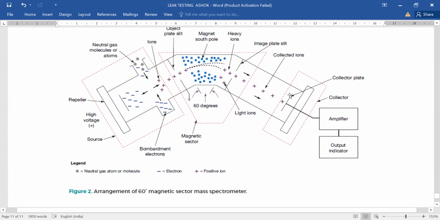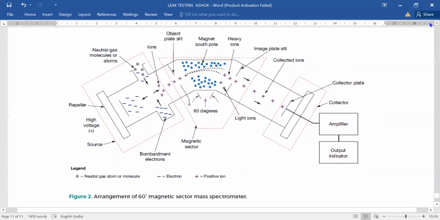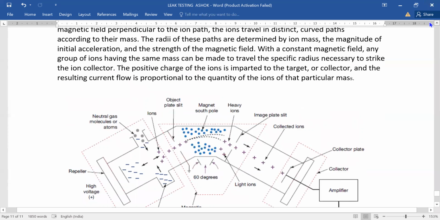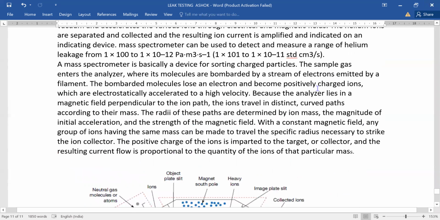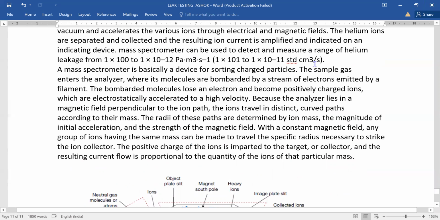So the leak can be detected by this method. It can detect very fine leaks, 10 to the power minus 11, 12 like this, in standard cm cube per second, and 10 to the power minus 12 Pascal meter cube per second.